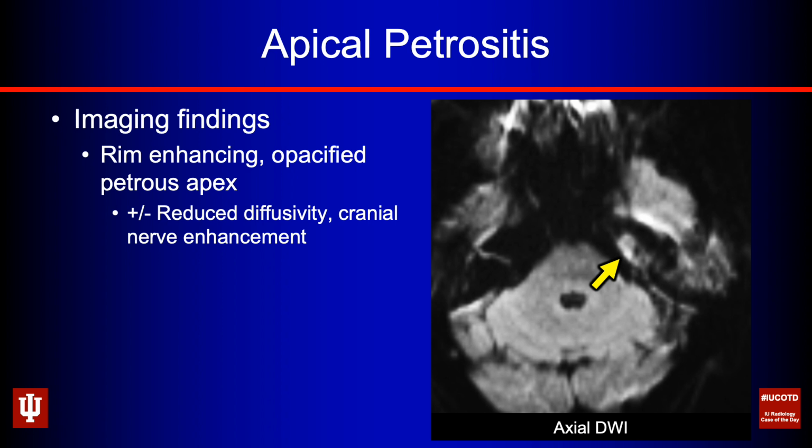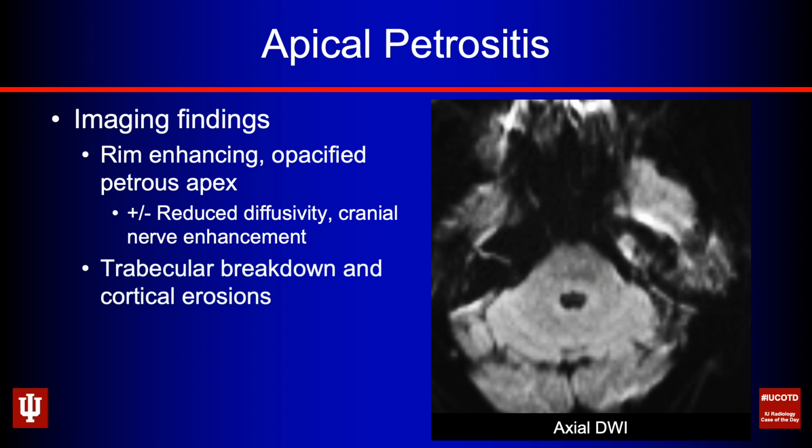And if you do diffusion sequences, you may see reduced diffusivity within a petrous apex abscess. You don't always get a true abscess there. Sometimes it's still more phlegmonous, but use the diffusion sequence. It doesn't necessarily rule out apical petrositis, but it definitely confers more specificity as to whether or not a true abscess has formed. And you may also see enhancement of the cranial nerves on the post-contrast sequences.